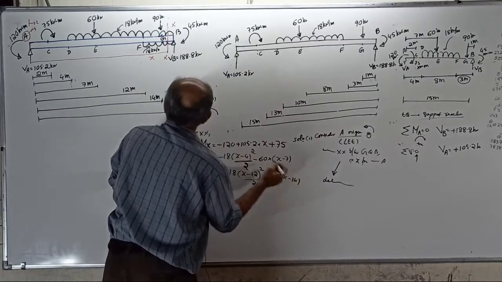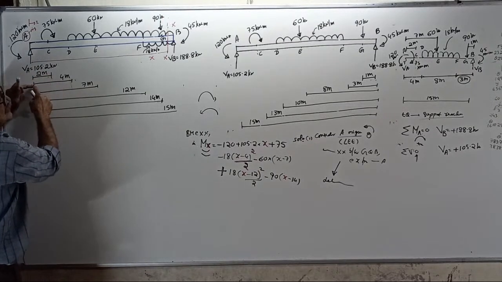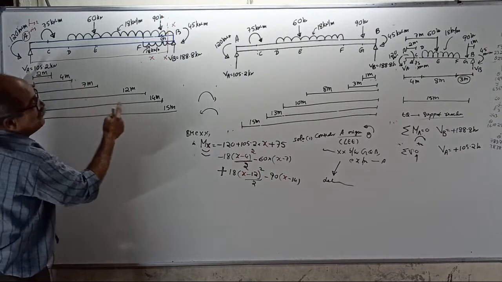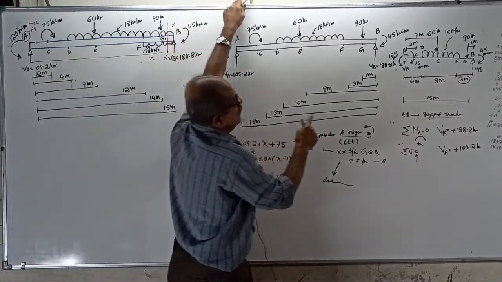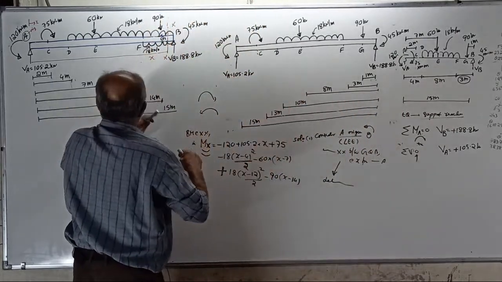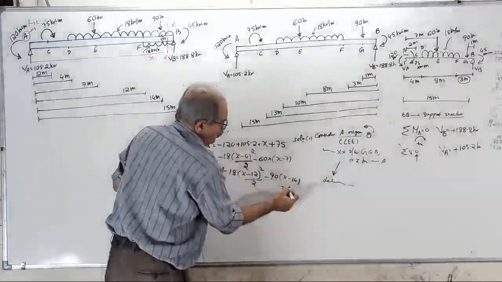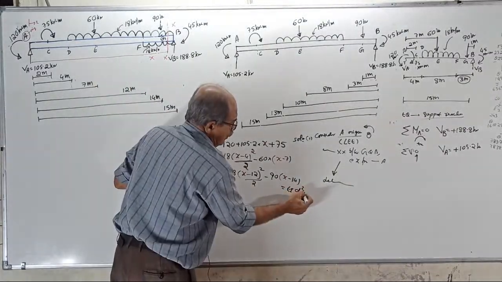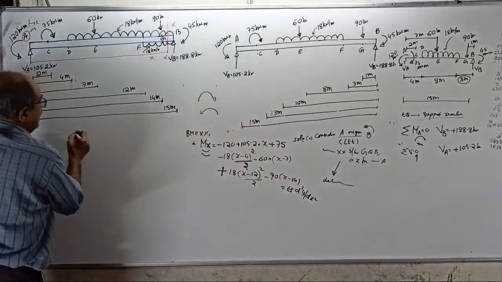I forgot one thing. When you mark here, see, this is 2, this is 4. You can see there, why 4? This is 7, this is 12. Why 12? Because 4 plus 8 is 12. Next is 15 minus 1, 14, then 15. This I forgot to tell you. Okay, start. Now equate to EI d square y by dx square.